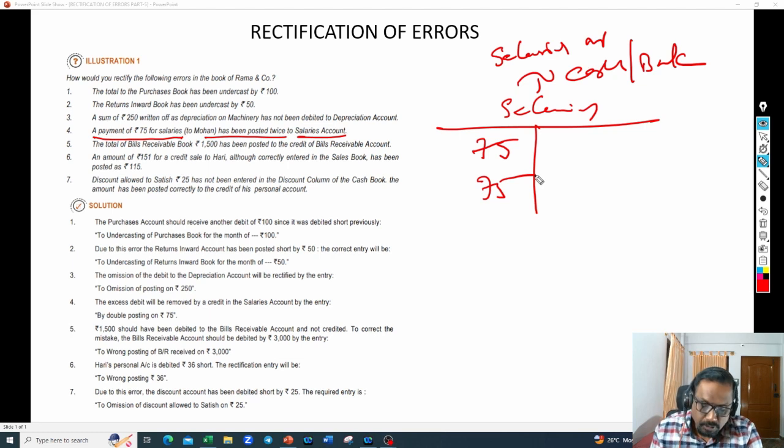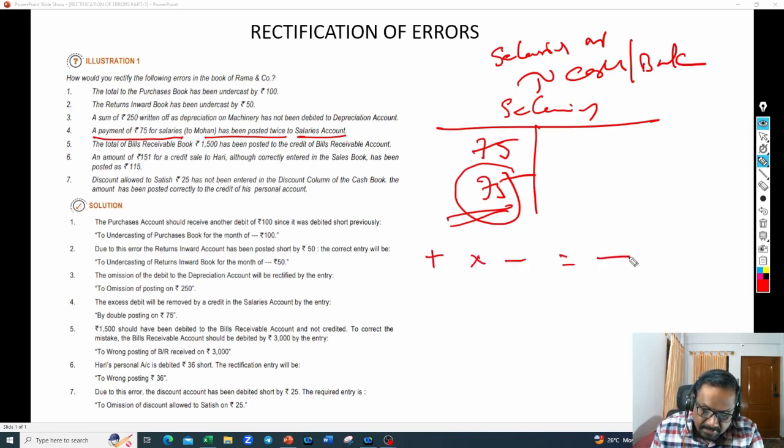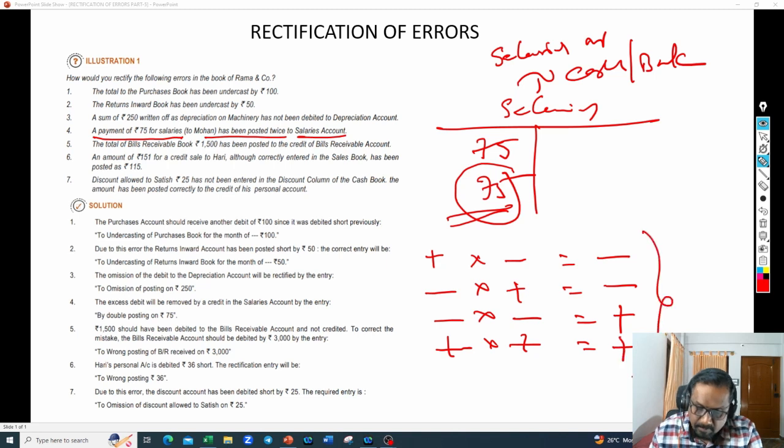Double posting. So this has to be rectified. If you want to rectify debit, I told you: 1 plus into minus equal to minus, 1 minus into plus equal to minus, 1 minus into minus equal to plus, 1 minus into 1 plus into another plus is equal to plus. This is the formula I gave you, right?